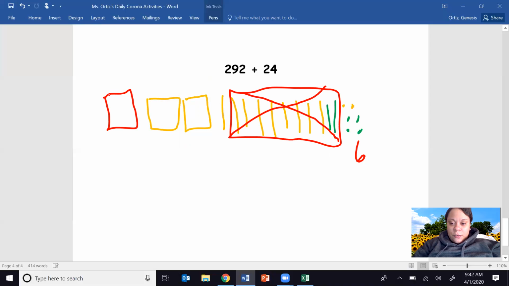So we've done this before where we would get 10 ones and trade it for a 10. It's the same thing. When you get 10 tens, you're going to circle it, cross it out, and trade it for 100. Now, let's count how many tens we have left. 1. I have 1 10 left. Now, how many hundreds do I have? 1, 2, 3. I have 3 hundreds. So my answer is 316.